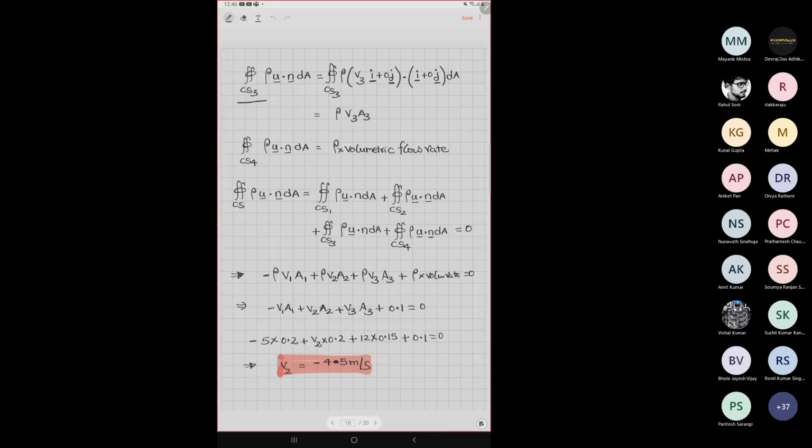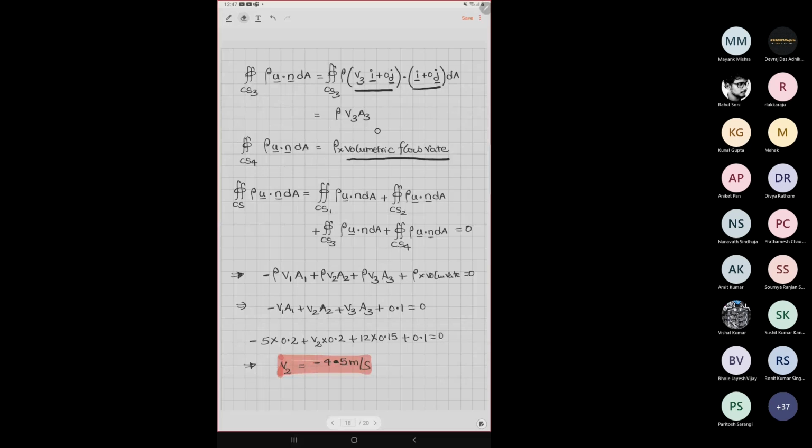Again, same principle, surface integral of rho u dot n dA. The surface is in the horizontal direction, so the normal is in the i direction, so normal is i plus 0 j. Velocity is also in the i direction, V3 i. So rho V3 A3 is the surface flux going out of surface 3. For surface 4, rho u dot n dA is rho multiplied by the volumetric flow rate it is leaking. So rho multiplied by that volumetric flow rate. That's the way we calculate for surface 4.